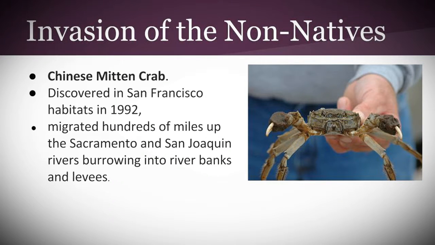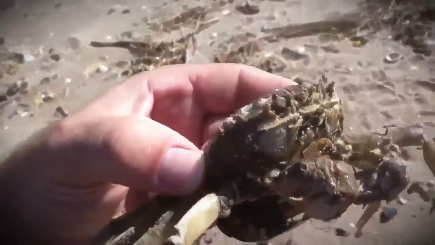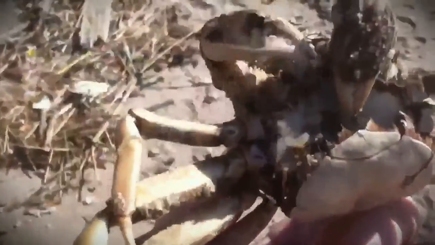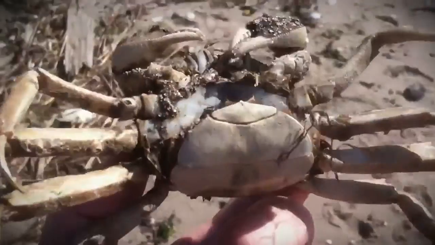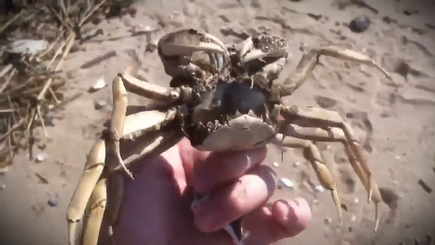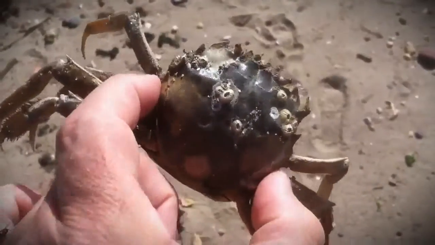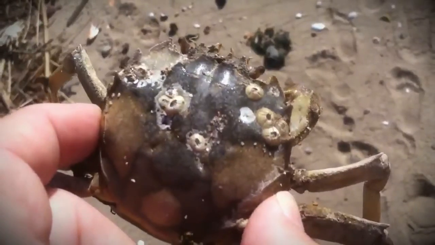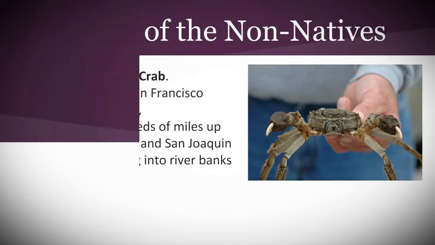Invasion of the non-natives. In the San Francisco estuary, there has been an issue with Eriocheir sinensis, more commonly known as the Chinese mitten crab. Discovered in San Francisco habitats in 1992, this species has already migrated hundreds of miles up the Sacramento and San Joaquin rivers, burrowing into riverbanks and levees, causing irreplaceable erosion and structural damage, destroying rice plants, consuming nutrients meant for native species, and most alarmingly, carrying a parasitic strain that could cause lung diseases in humans.